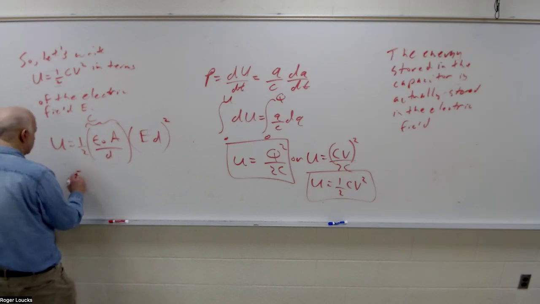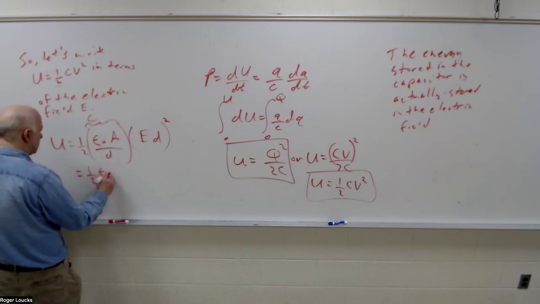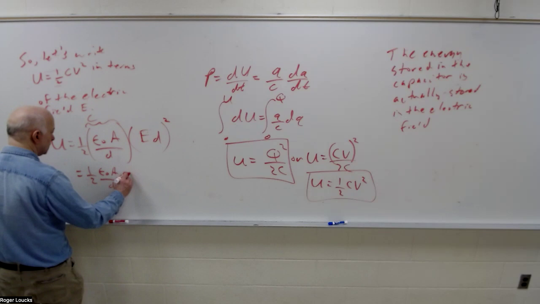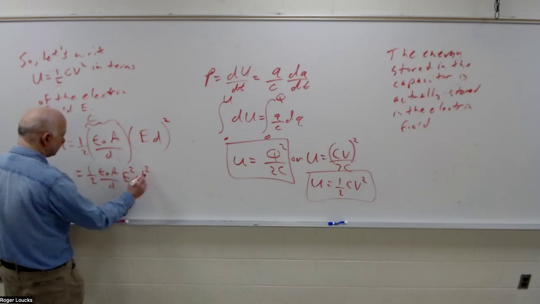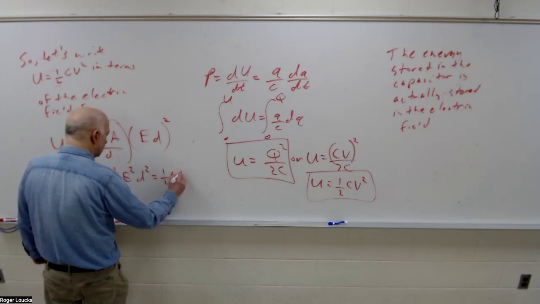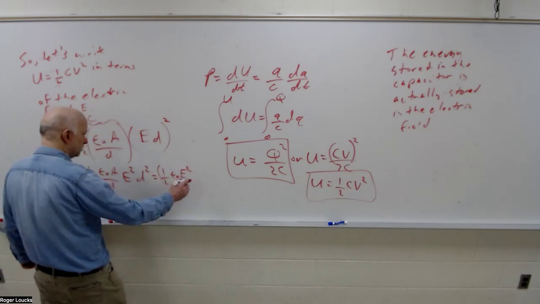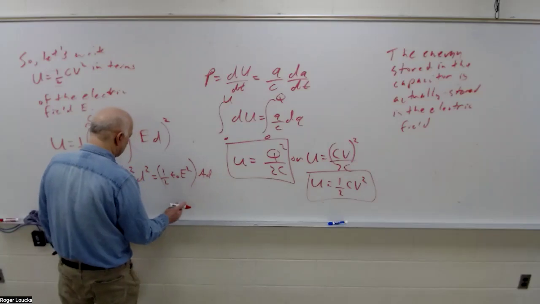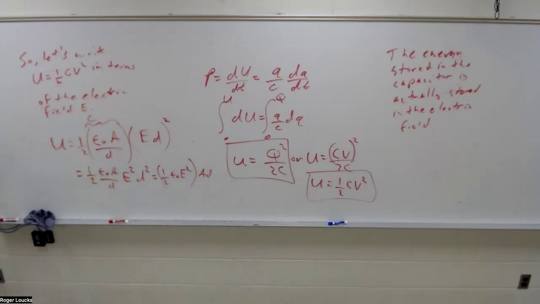So what does this give me? This gives me 1/2 epsilon naught A over D, E squared D squared. Or I can write this as 1/2 epsilon naught E squared times A times D. Okay, I'm going to draw a little picture here.